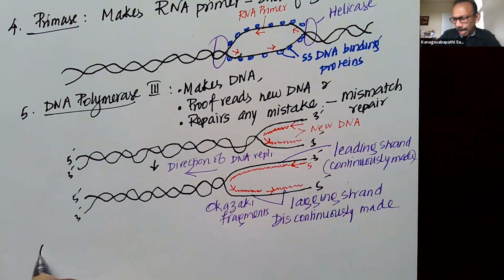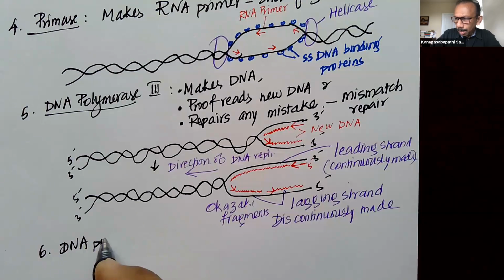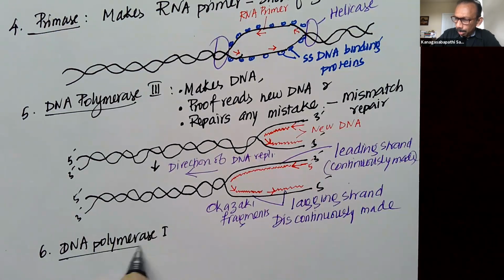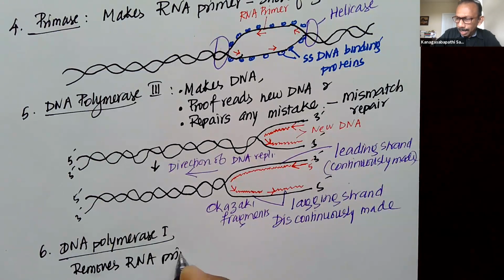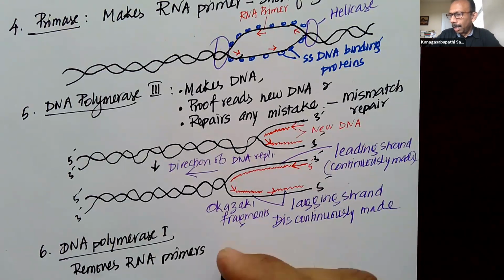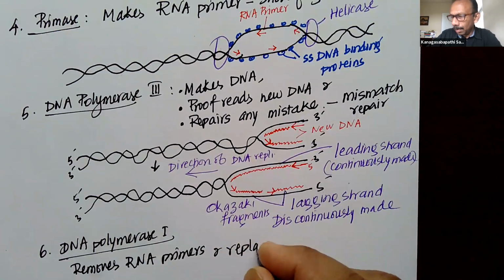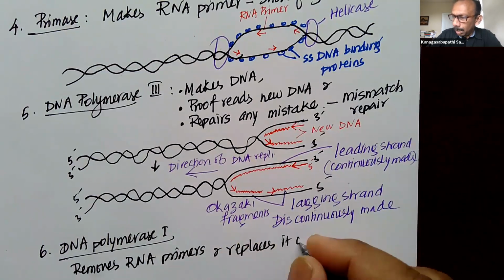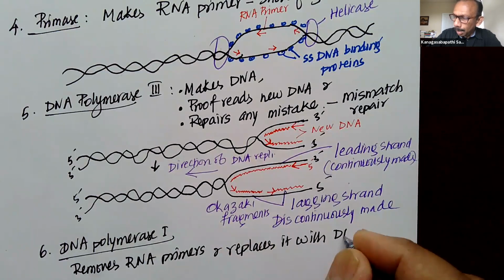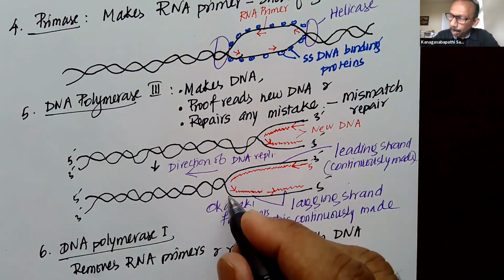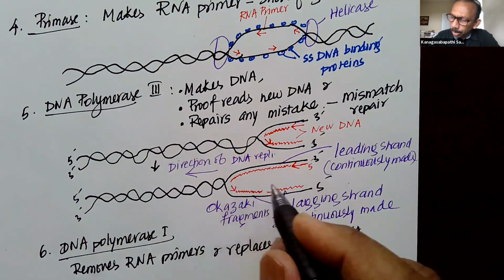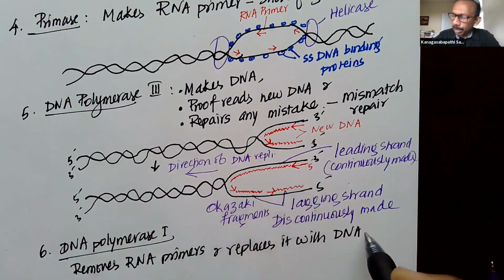So the next step is the DNA polymerase 1 comes in. This removes the RNA primer, because you want to make completely DNA, and replaces it with DNA. So this is where all this RNA primer that is shown here is replaced with the DNA.